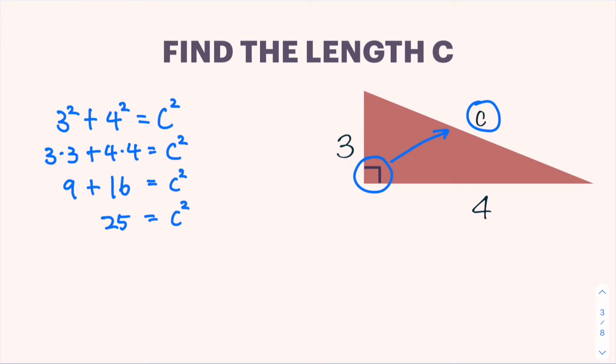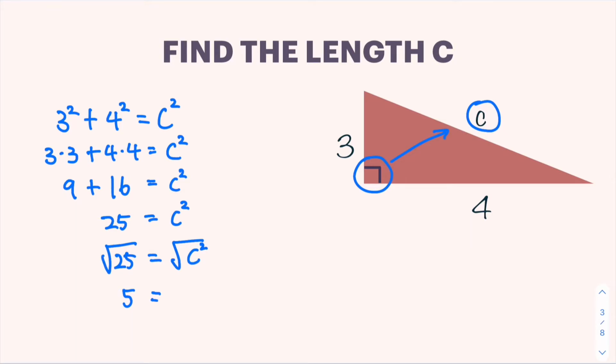We take the opposite operation of what is done to our variable, and the opposite operation of a square is a square root. So we take the square root of both sides, and the square root of 25 is 5 because 5 times 5 is 25. When we take the square root of 25, our answer is 5. If you need more help with squares and square roots, please check out my other video.